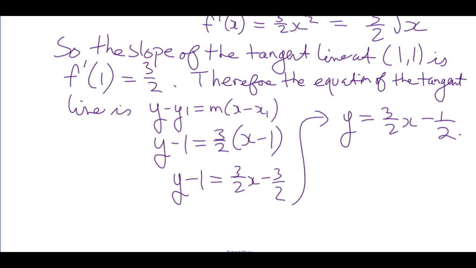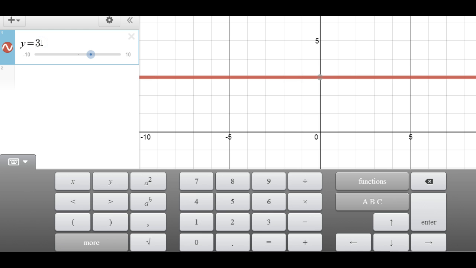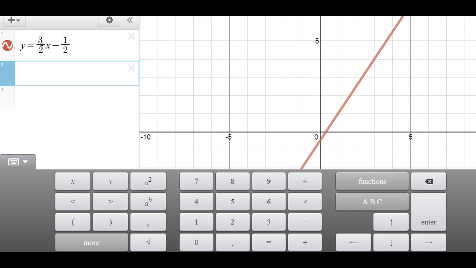3/2 x minus 1/2. So what does that look like? Oh, so let's see. I should be able to graph 3/2 x minus 1/2, and y equals x root x.